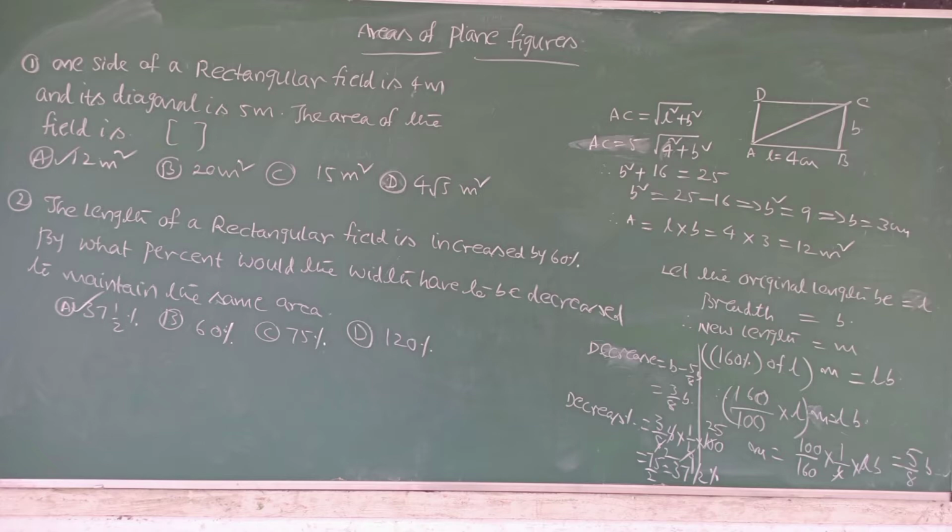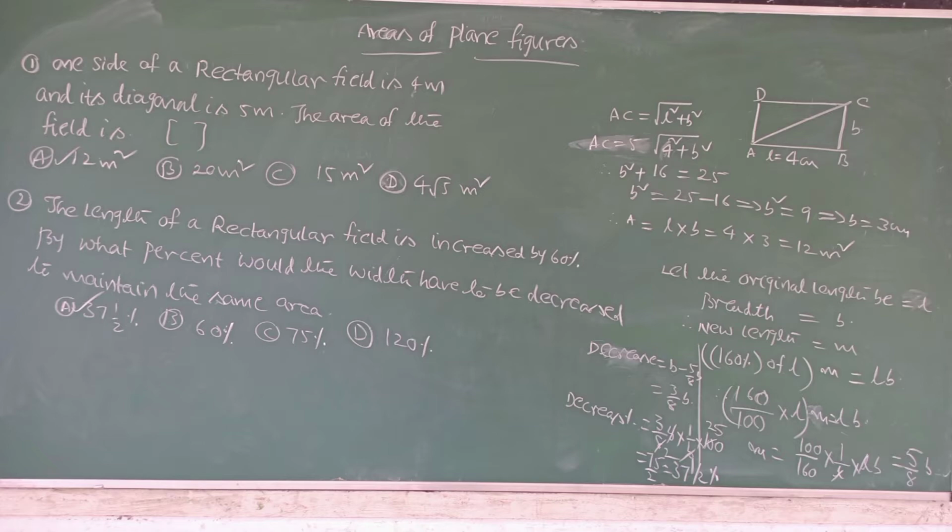The length of the rectangular field is increased by 60%. By what percent would the width have to be decreased to maintain the same area? Let us assume that the original length be L, breadth be B. So, new breadth is equal to M. Therefore, 160% of L into M is equal to, since it has to be maintained the same area, 160%, 100 plus 60, 160% of L into M is equal to LB.